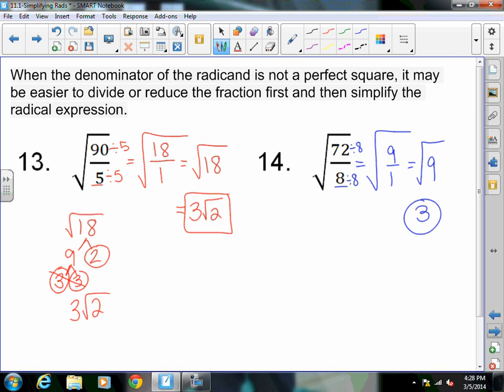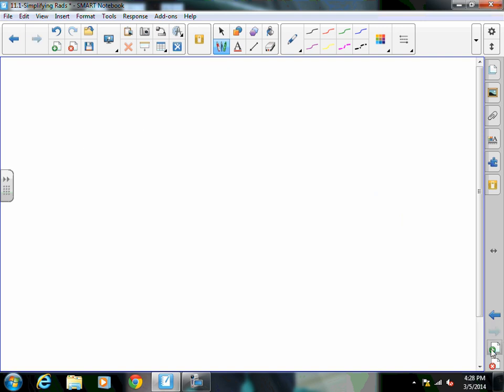Okay, now you're going to work on your worksheet. You have 11.1 worksheet, and you're going to do all of that to practice simplifying these radicals. This will be due Monday in class.